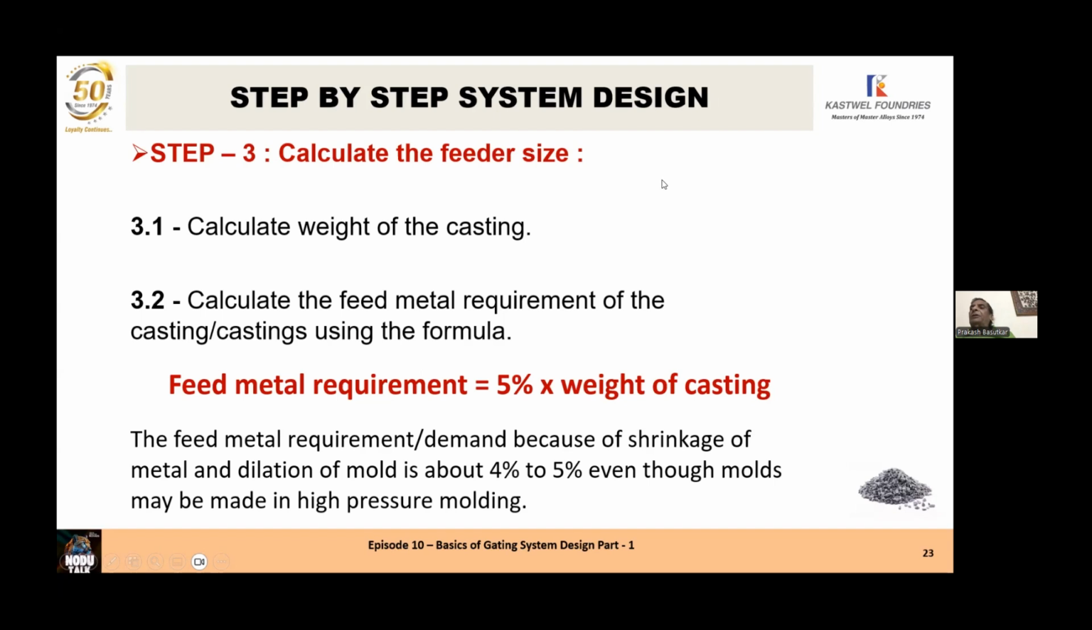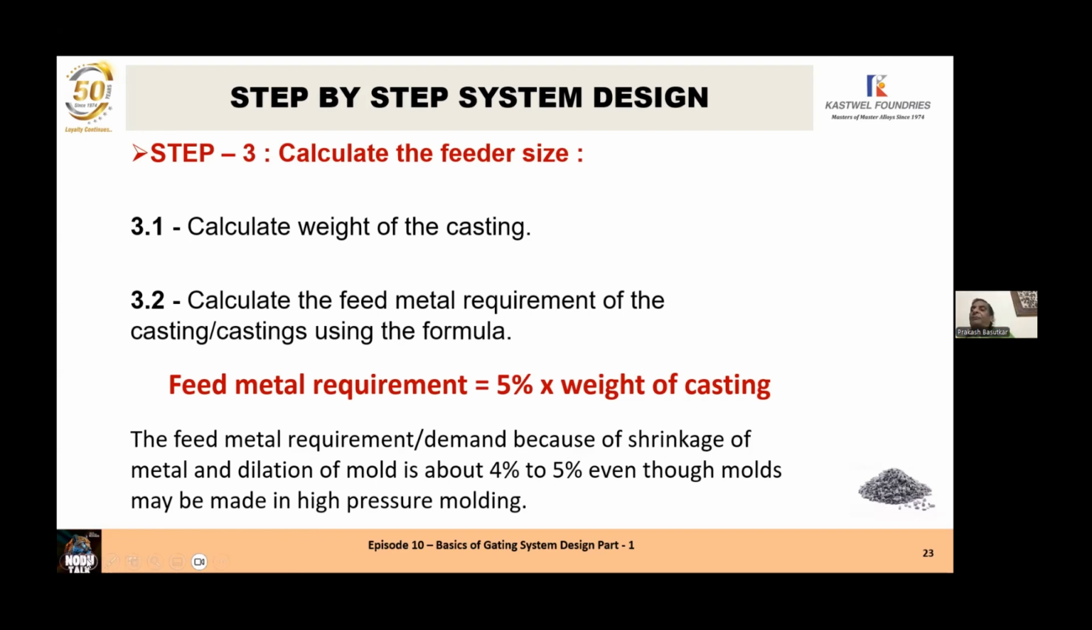We are only talking about the calculated feeder size, which is already done. We'll be doing this feeder design in the next episode. But calculate the feeder size: calculate the weight of the casting, and calculate the feed metal requirement of the casting using the formula. Feed metal requirement is about 5% of the weight of the casting, the casting consisting of casting plus the feeder. Casting plus feeder is a new casting for which you are designing the feed metal requirement.